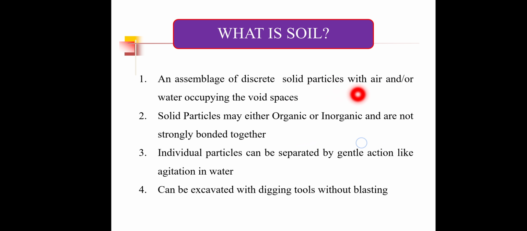If these void spaces are completely filled with air, we call it a dried sample. If the void spaces are completely filled with water, we call it a saturated soil sample. And again, the solid particles may have a certain amount of inorganic or organic substance, which are strongly bonded. Usually soil particles consist of clay, sand, silt and gravel. These are the different types of solid particles, and they have different bonds.